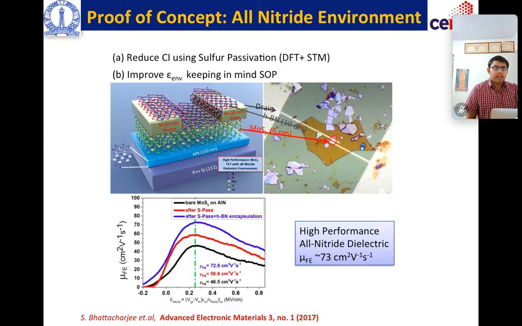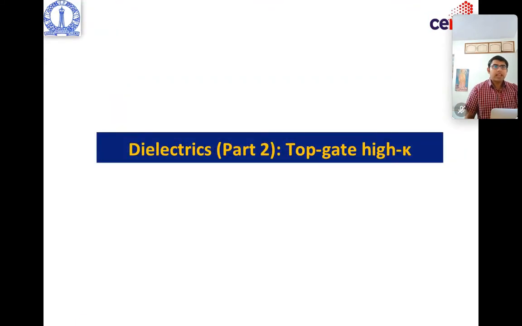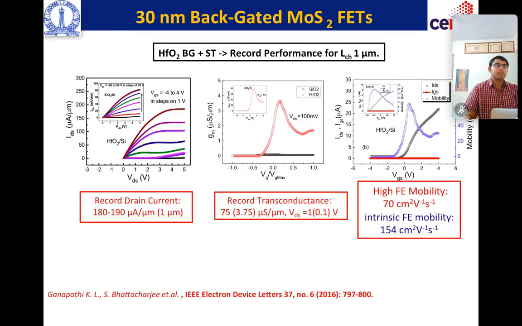This work is envisioned to address important issues in the design of dielectric environments for a host of applications based on 2D materials. The next section describes high-K dielectrics for top-gated MoS2 FETs. A new substrate, 30 nanometer hafnia on silicon, is developed for high-performance back-gated molybdenum transistors. Record drain currents and transconductance have been achieved for 1 micrometer channel length multi-layer MoS2 transistors. The intrinsic mobility extracted from the Y-function technique is 3 times more than on the silicon dioxide substrate.